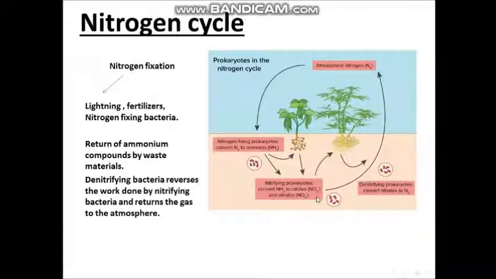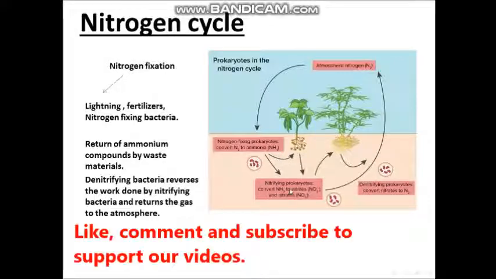To convert it into ammonia and nitrates, there are three things that can be done. This turning of nitrogen to ammonia and ammonia to nitrates is called nitrogen fixation. This nitrogen fixation can be done by lightning, by fertilizers, and also by nitrogen fixing bacteria. So how can it be done through lightning?